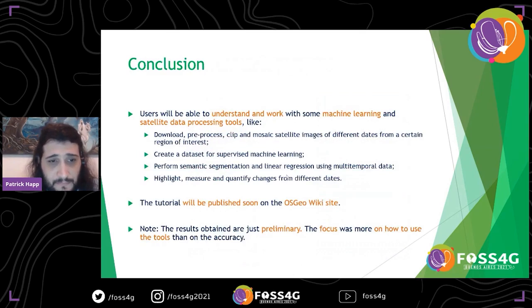So users will be able to understand and work with some machine learning and satellite data processing tools. They will be able to download, preprocess, clip, and mosaic satellite images. They can create a data set for supervised machine learning, perform segmentation, linear regression, or other machine learning tasks, and also highlight the results, measure, and quantify change from different dates. It will be published soon on the OSGeo Week site. And just a note, the results that I showed you, which are part of the tutorial, are just preliminary results. We focus more on how to use the tools than on the accuracy.